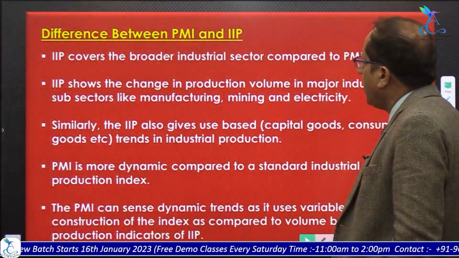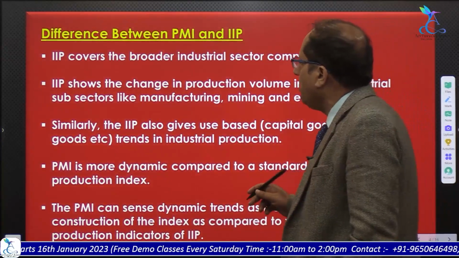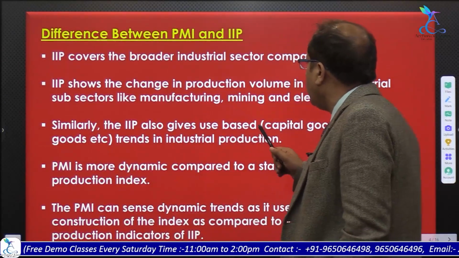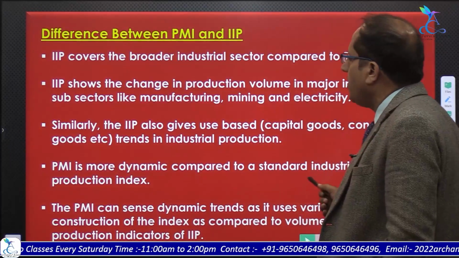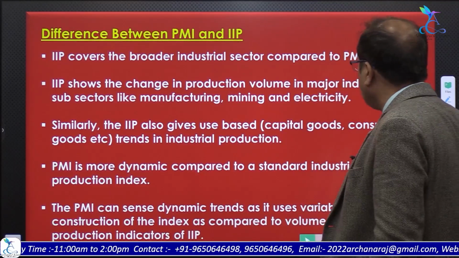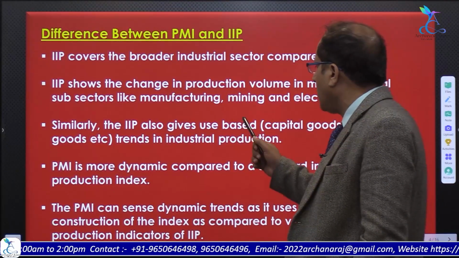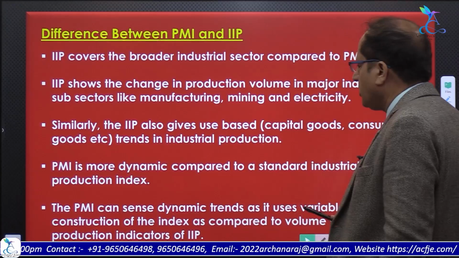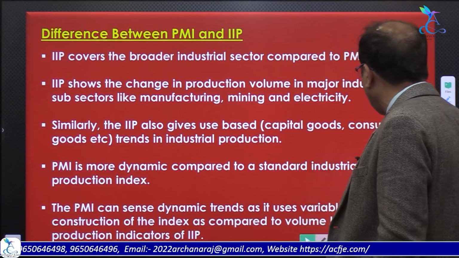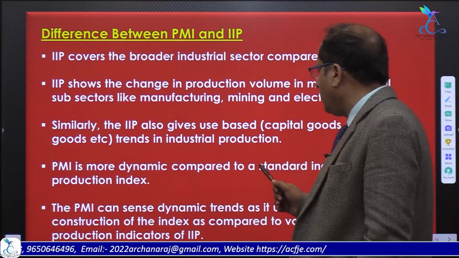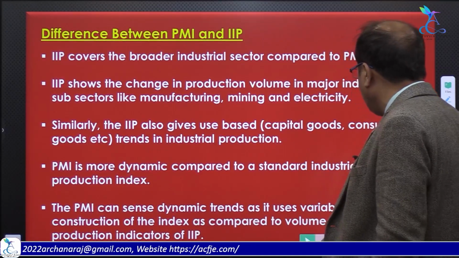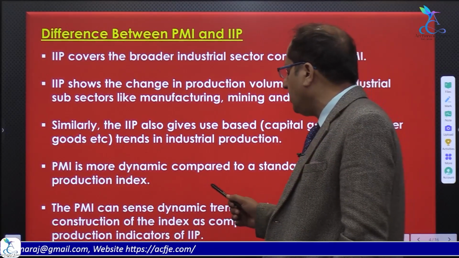Difference between PMI and IIP. IIP covers the broader industrial sector compared to PMI. IIP shows the change in production value in major industrial subsectors like manufacturing, mining and electricity. Similarly, the IIP also gives use-based classification: capital goods, consumer goods, and trends in industrial production. PMI is more dynamic compared to the Index of Industrial Production.